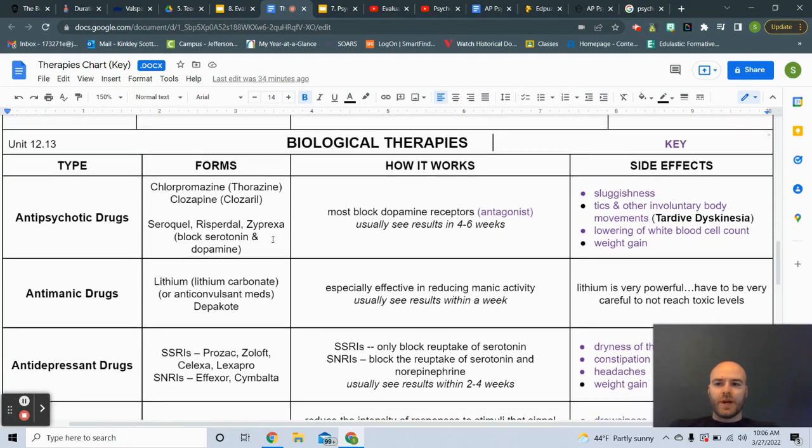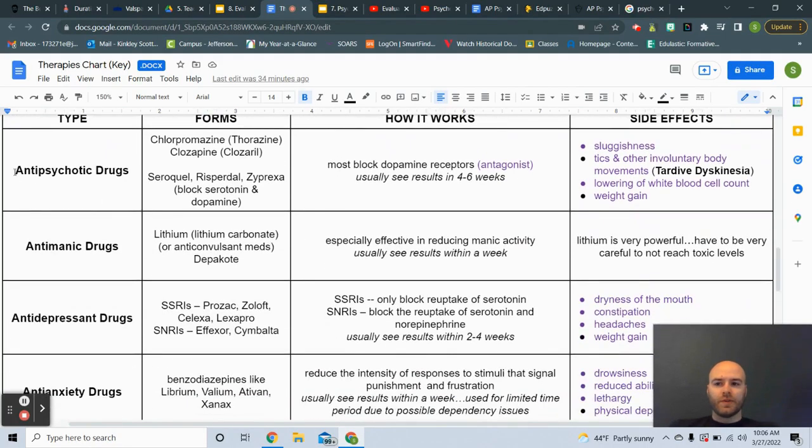So on the back side of your sheet, biological therapy, the first one we want to touch on is antipsychotic drugs. And for antipsychotics, you're mostly just talking about schizophrenia. And those are things like Risperdal, Zyprexa, clozapine, things like that. These are meant to block dopamine receptors.